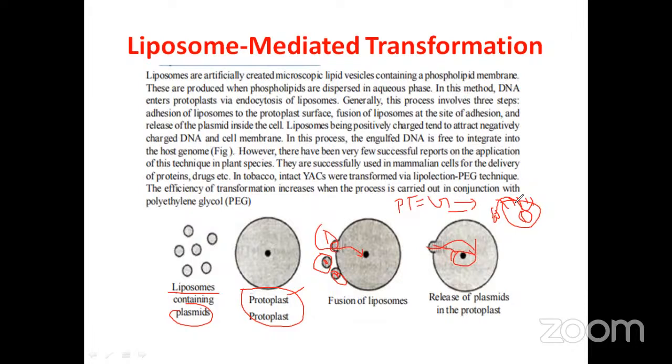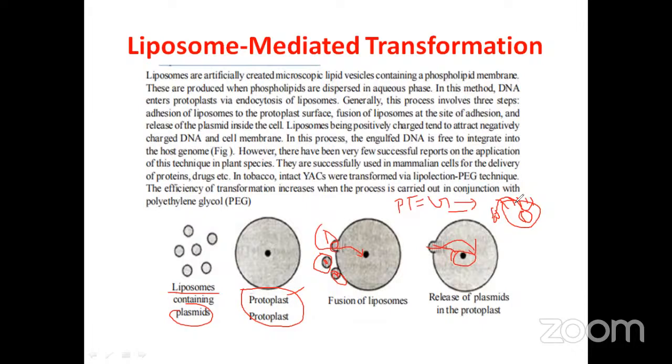PEG mediated transformation has several advantages. However, the technique is rarely used due to low frequency of transformation. Of course, the success rate is okay, but the frequency of transformation is low. That's why it cannot be regenerated into whole plants from the protoplast.